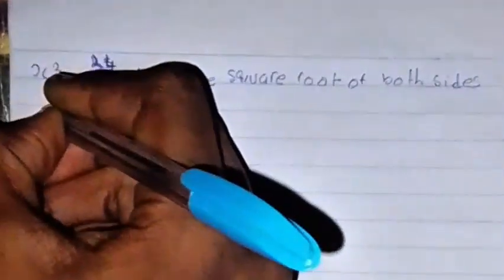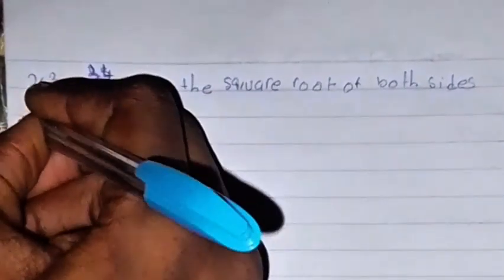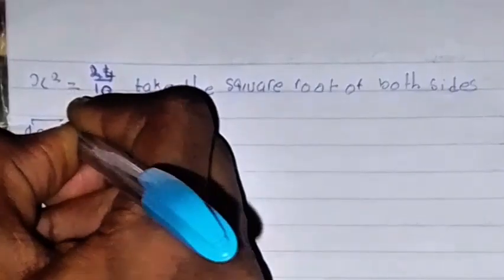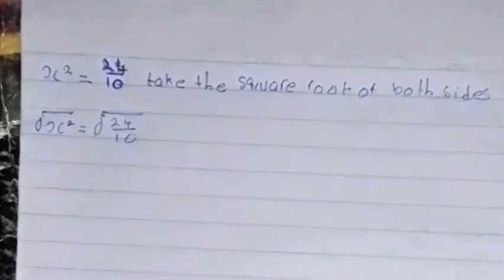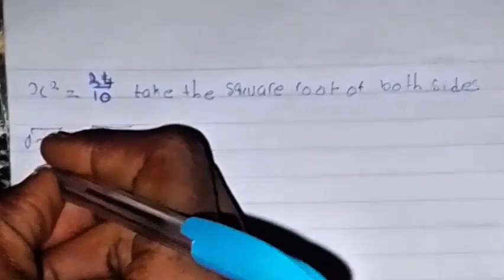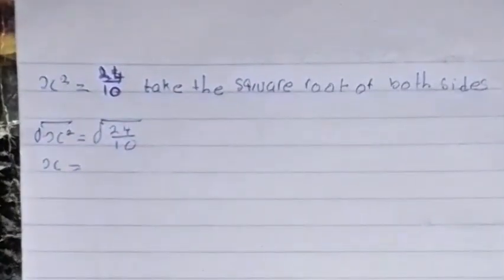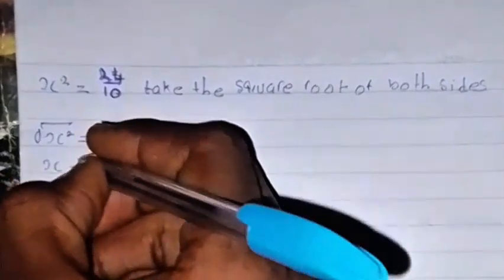So the square root of x squared will be equivalent to the square root of 24 divided by 10. The square root of x squared is equivalent to x. That's according to indices, which we are going to talk about in another video. But the square root of x squared will give us x. So x becomes equivalent to the square root of 24 over 10. 24 over 10 is not a perfect square, so it remains 24 over 10.